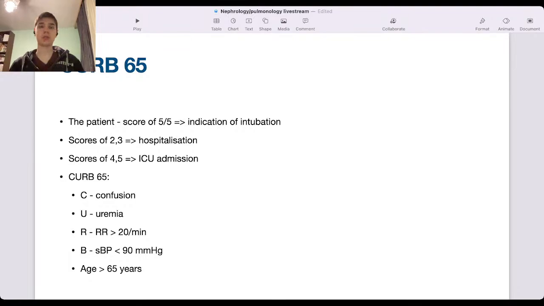CURB-65 is 1 point for each criterion. C comes from confusion, U from uremia, R from respiratory rate of greater than 20 per minute, B from systolic blood pressure of less than 90, and 65 from an age of more than 65 years.